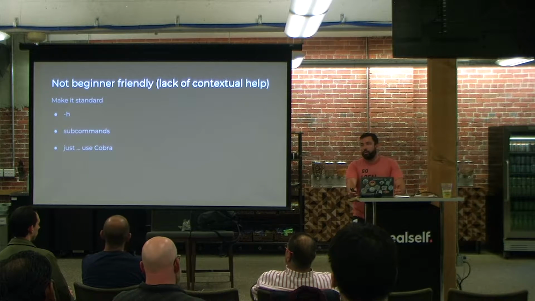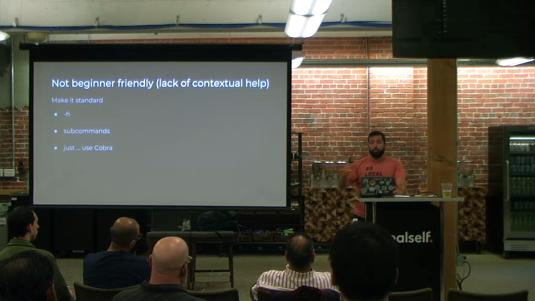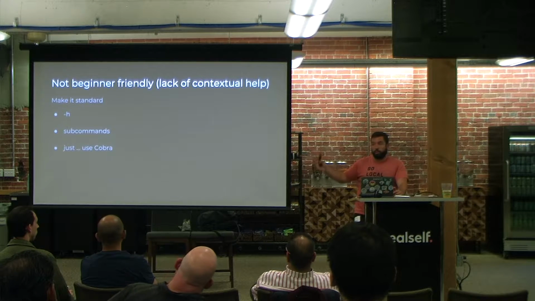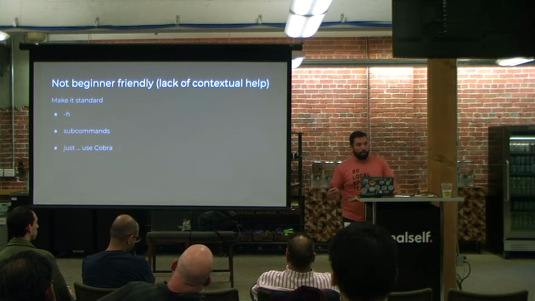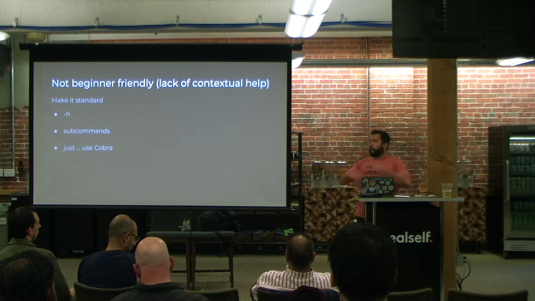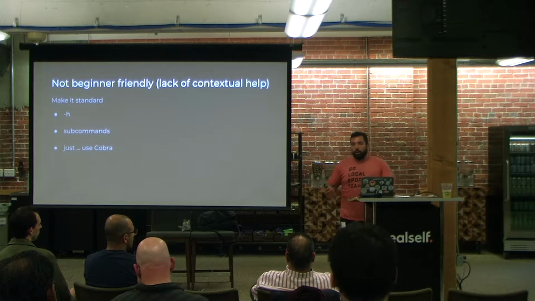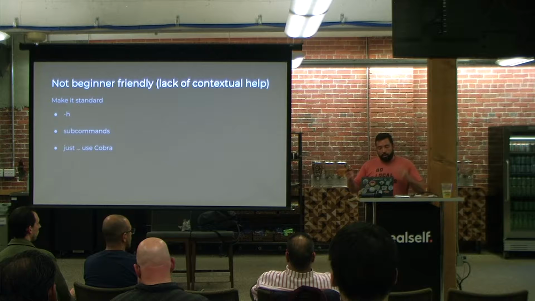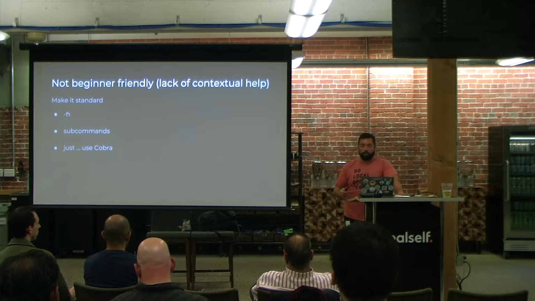And if you're using Go, I just recommend using Cobra. It just works really well, and it forces you to write something that looks like this, which in my opinion is great, because you don't need to think about how to organize your CLI. You just do it the Cobra way, anyways. So that's for the not being beginner friendly.